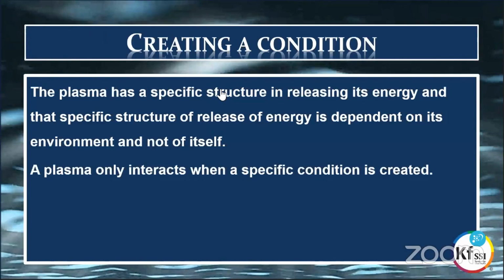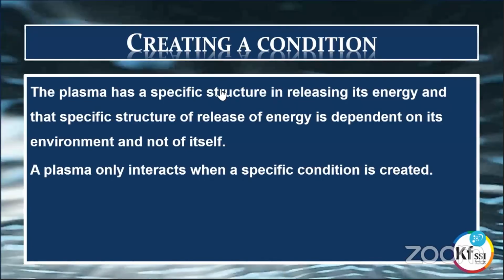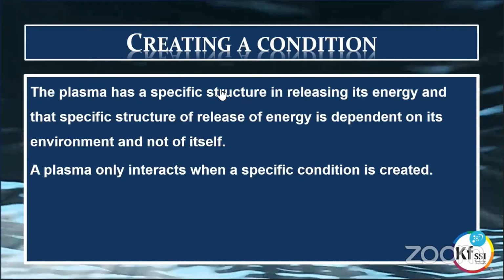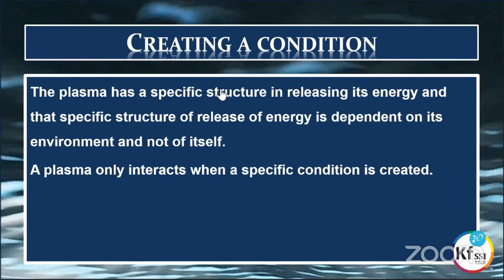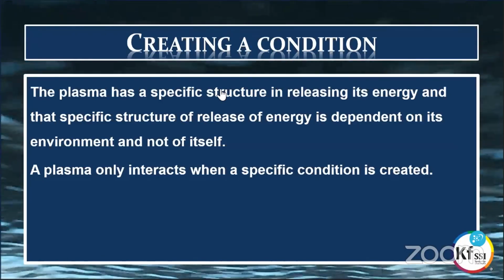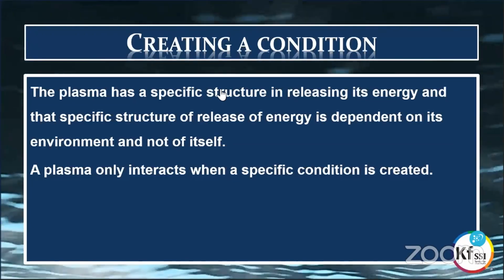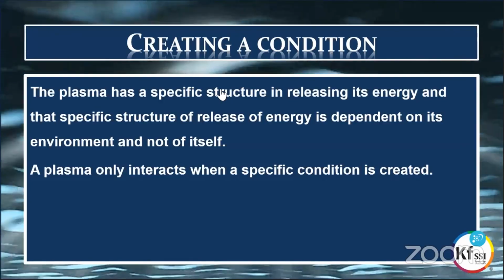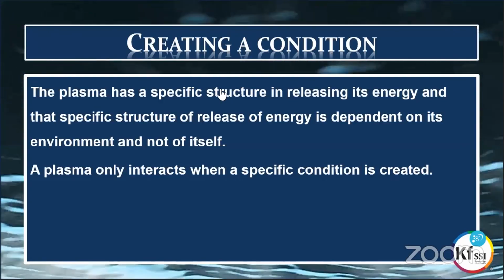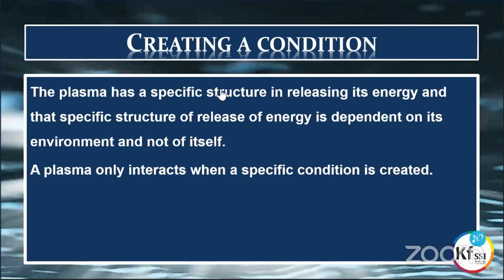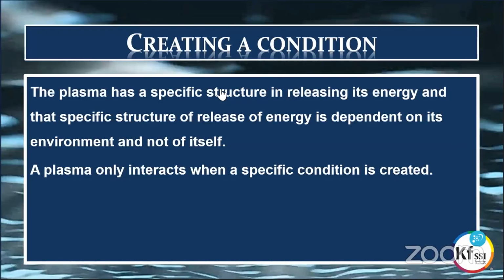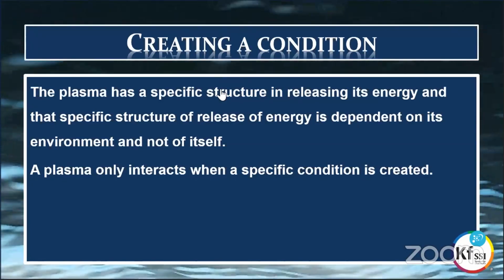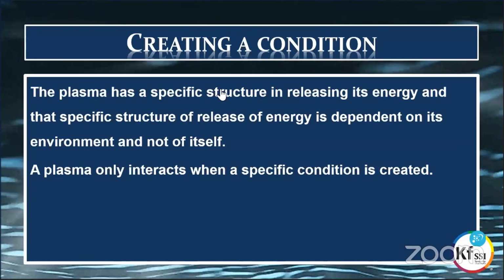So we have to understand, and what I'm hoping you got across, is that every time we do something different to this GaNs, we are creating a different condition. The plasma has a specific structure in releasing its energy, and that specific structure of release is dependent on its environment and not of itself. It's where we put this GaNs, whether in the wet GaNs form or the dried GaNs, or mixing with water, alcohol, or even adding a bit of salt solution, that is all going to have different effects on the GaNs in terms of its release of energy.